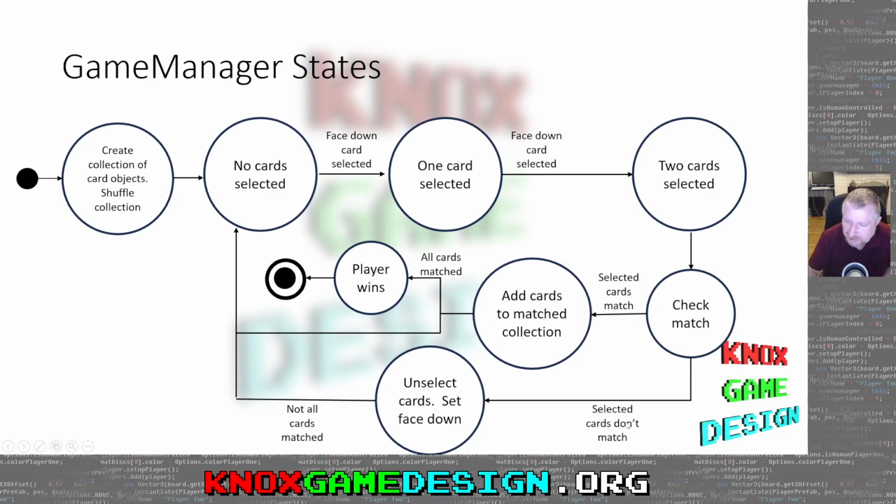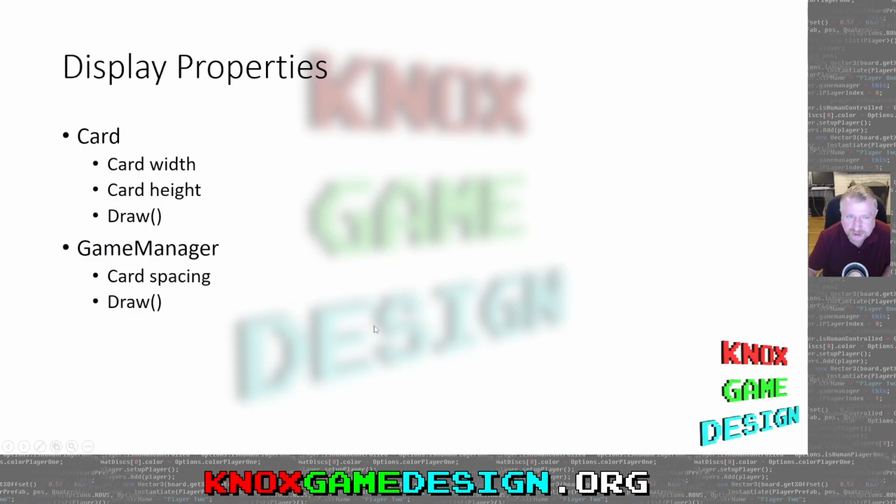If the selected cards didn't match, then we're going to unselect those two selected cards, set them back to face down, and then not all cards match. Or assuming if they didn't match, then you still got more matches to do. So then we're going to send the game back to the no cards selected state, so the player can keep playing. So that's kind of like the little roadmap there.